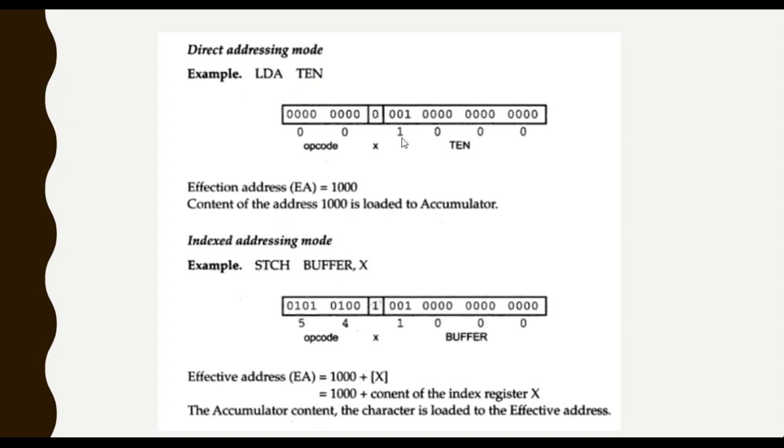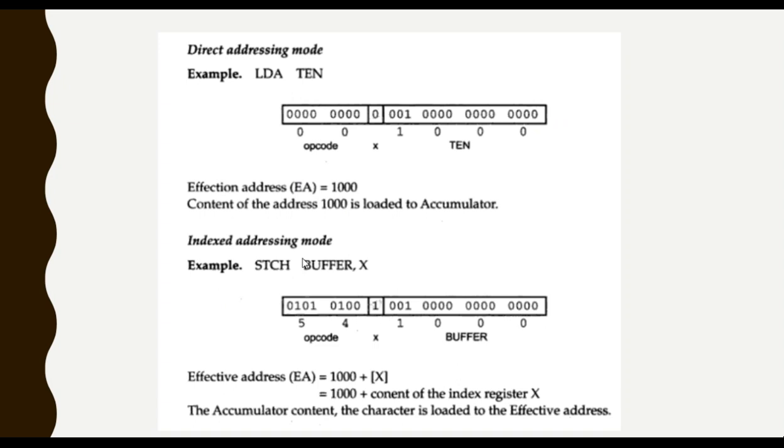So X will be 0. Then suppose 10, the memory location is 1000, so this address is in 15 bits. So the last one is only 001, because only 15 bits are used to represent the address.